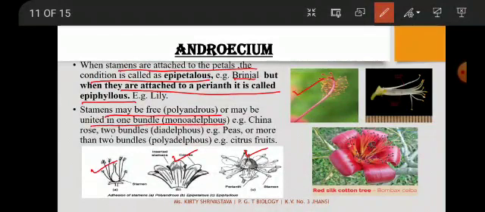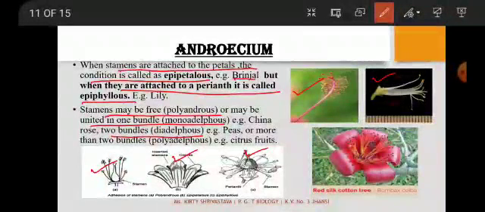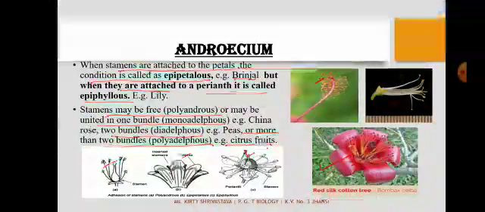When the stamens are united to form two bundles, the condition is called diadelphous, as seen in the case of pea. And if the stamens unite to form more than two bundles, the condition is called polyadelphous, as seen in the case of citrus fruits and red silk cotton tree.